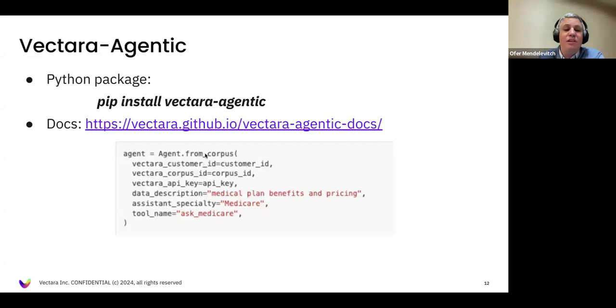And it essentially builds a tool that is called, in this case, Ask Medicare, connects to your corpus in Vectara here, and will just be, to your question earlier, John, kind of responsive even outside of the corpus if it finds a good way to answer those things. So that's what Vectara-agentic is, and I encourage you to play with it and see.